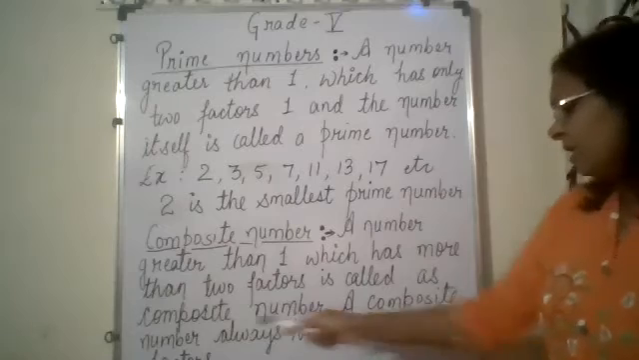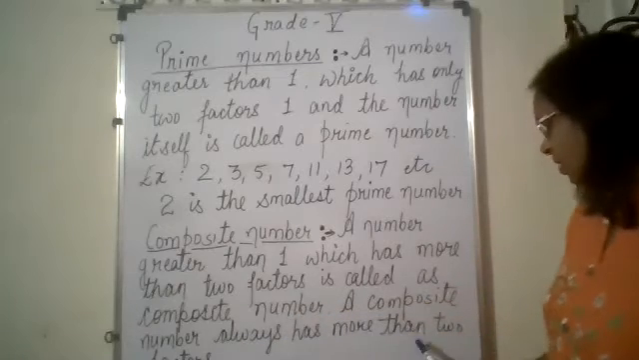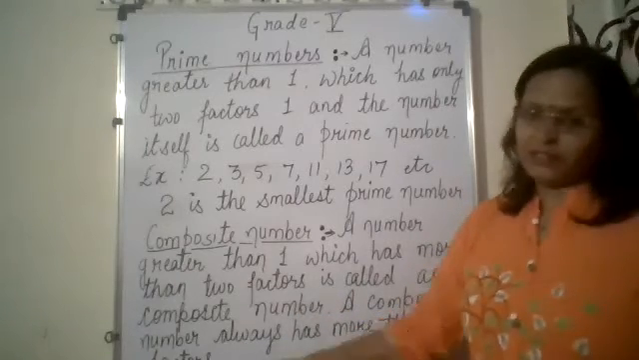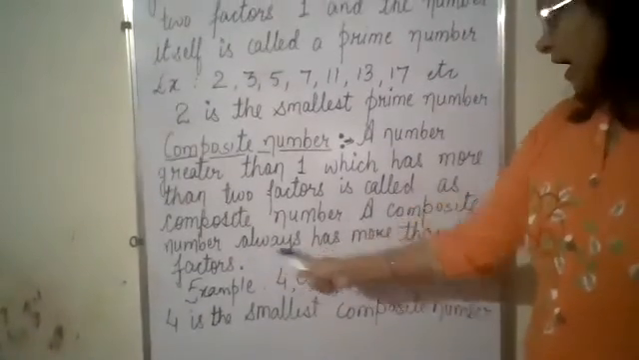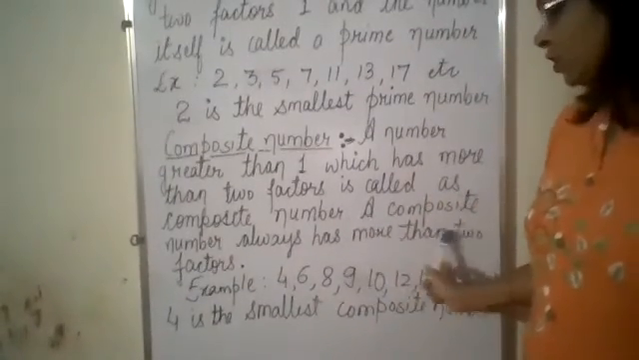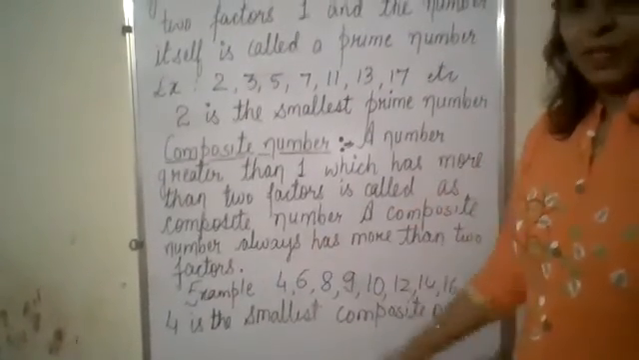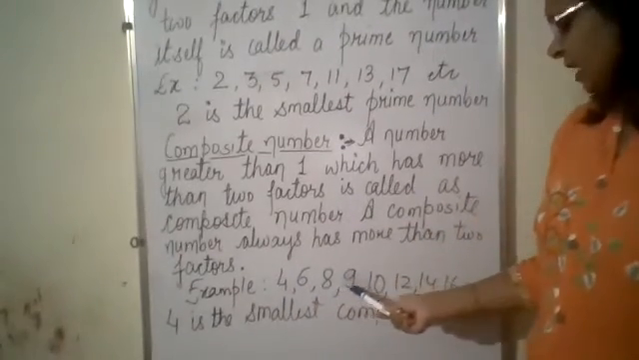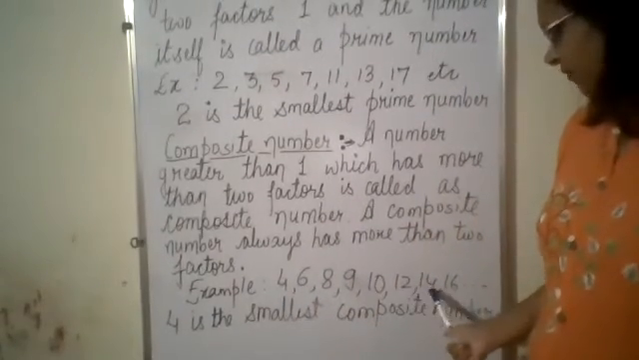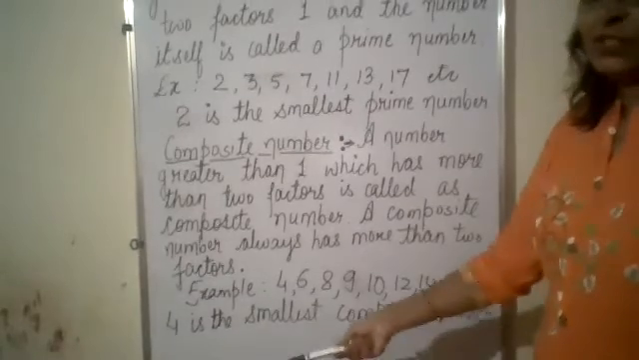A composite number always has more than two factors, right? A composite number always has more than two factors. Examples: 4, 6, 8, 9, 10, 12, 14, 16, and so on.